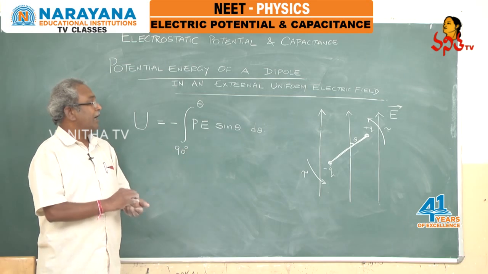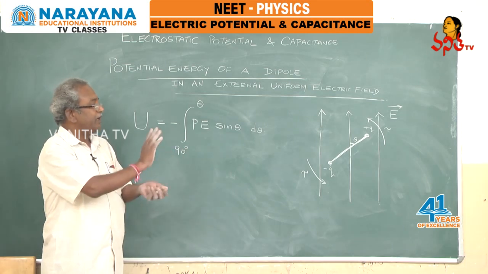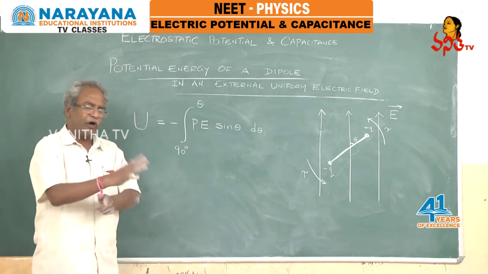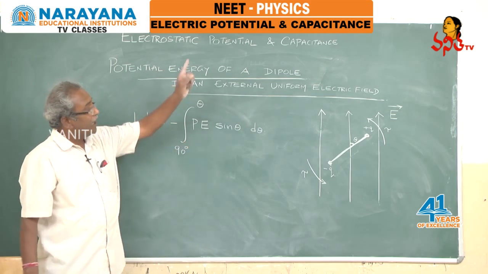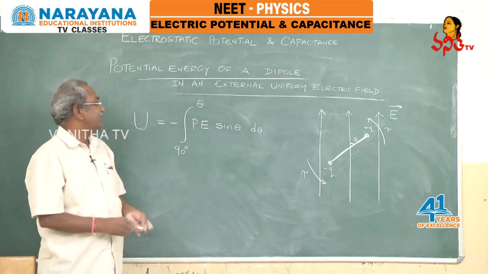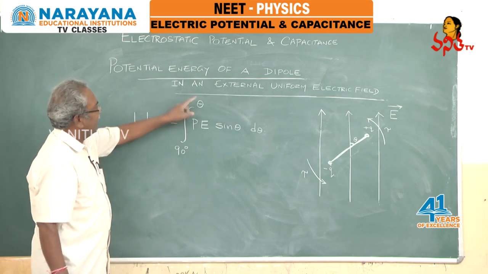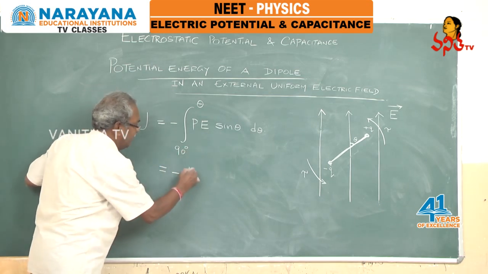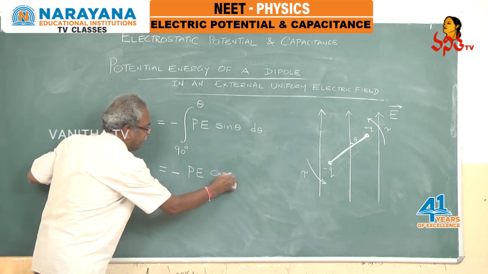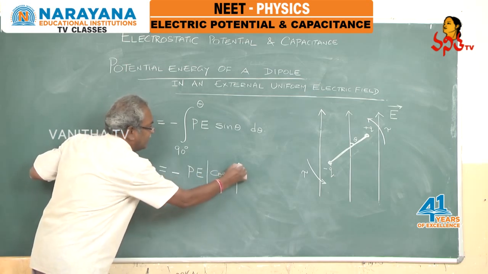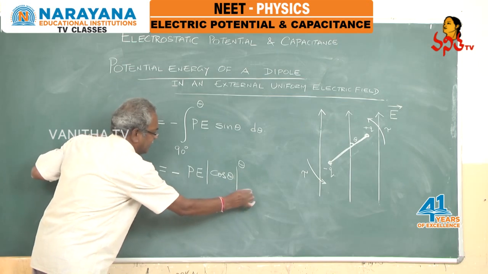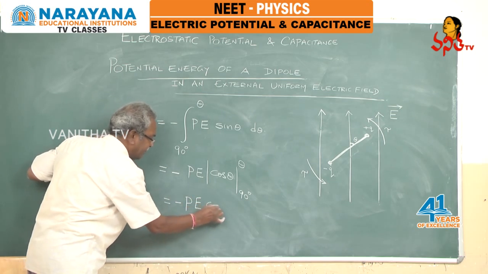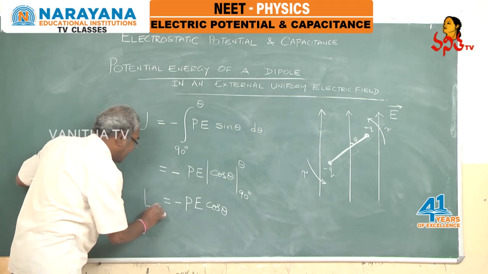The negative sign indicates that, again, as the torque tries to rotate it, initially as if the dipole is in the direction of the field, to rotate it we have to apply an external torque, opposite to the electrostatic torque that is existing there. So, minus PE, integral from 90 to theta of sin theta. So, what will you be getting here? That is PE cos theta, with limits theta and 90 degrees. Therefore, the result is minus PE cos theta. Which one is it? Potential energy.